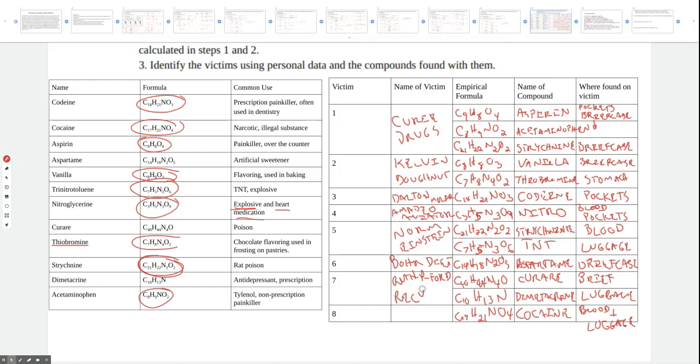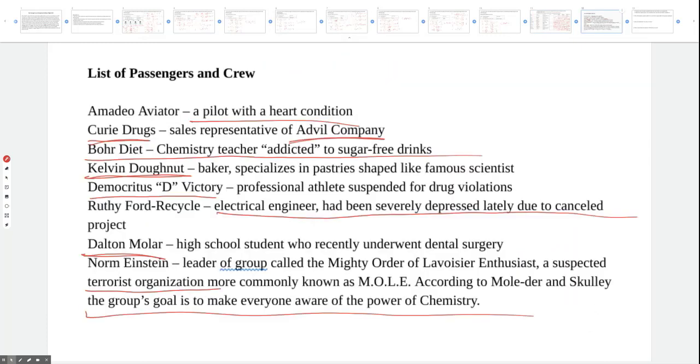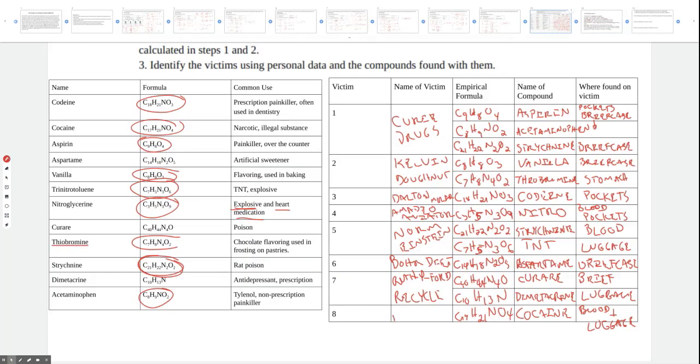which means the last person on the list is the one who has been taking cocaine because it's in their bloodstream and also in their luggage. That sounds like an athlete who might have been suspended at some point. Democritus.